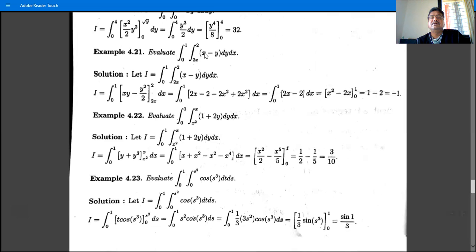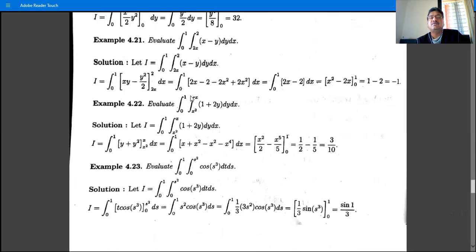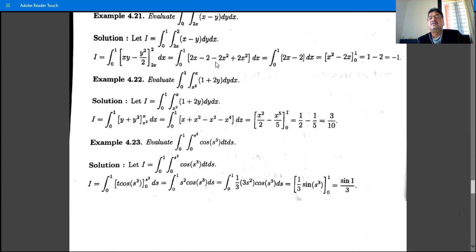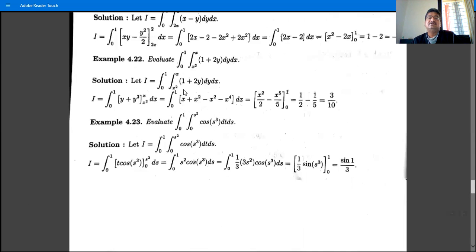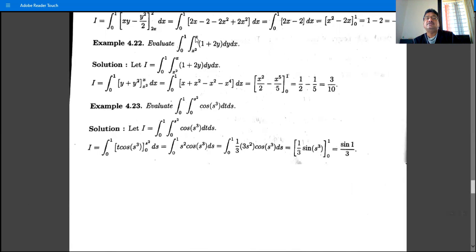So x is constant now, x y, and y square by 2. Integration of a constant is constant into variable. Lower limit, upper limit value, then subtraction, and then we have the answer minus 1. Similarly, evaluate integration 0 to 1, x square to x, 1 plus 2y dy dx. That is, x square to x is the limit on y.